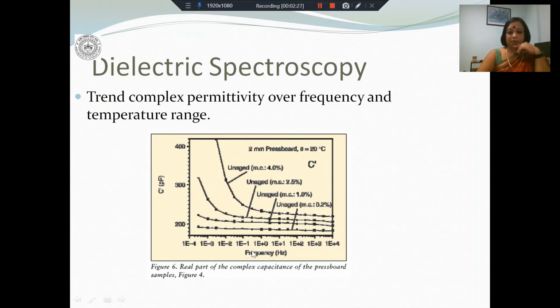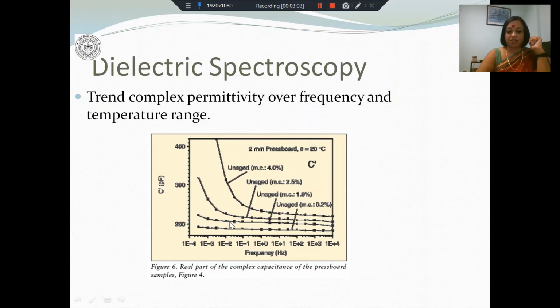the real part of a complex capacitance of a Presburg sample. So I'm not looking at the complex quantity here. I'm only looking at the real part, that is the dielectric constant of various Presburg samples. So I have here 1, 2, 3, 4 different Presburg samples, and their constituents are different. As you can see here, the permittivity, of course, changes. At high frequency, one has a higher permittivity, but the variation with frequency is more or less similar for all four samples till you come to very low frequency regions.